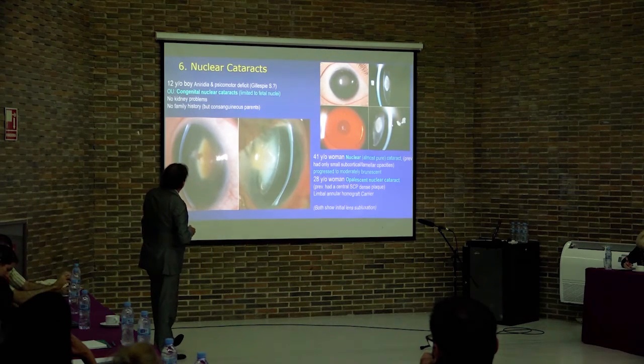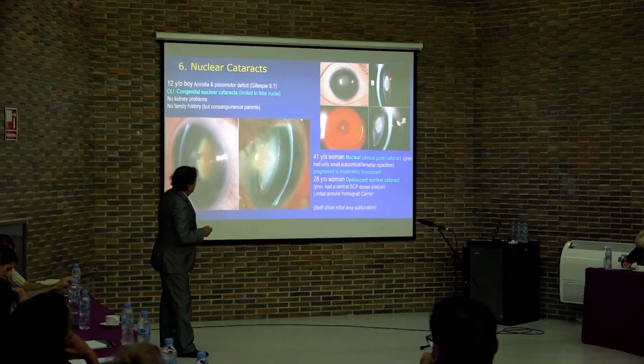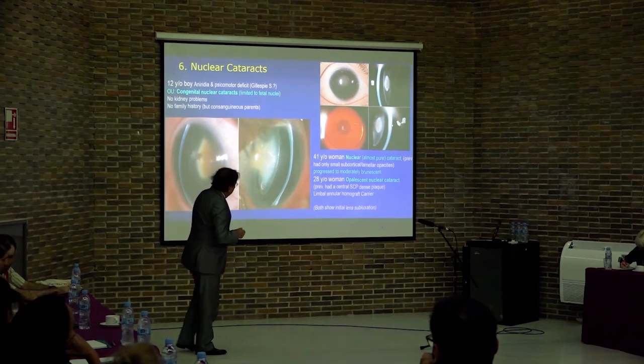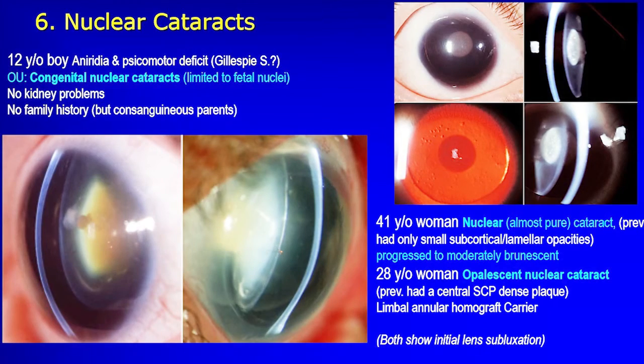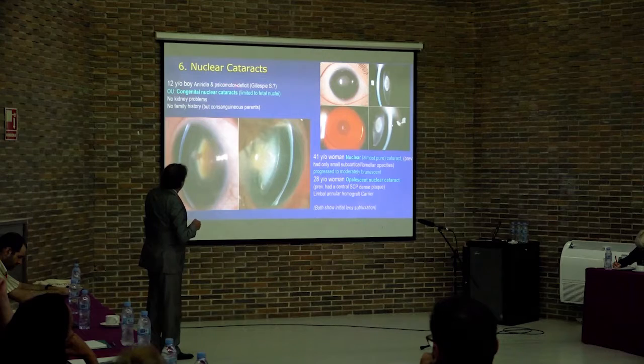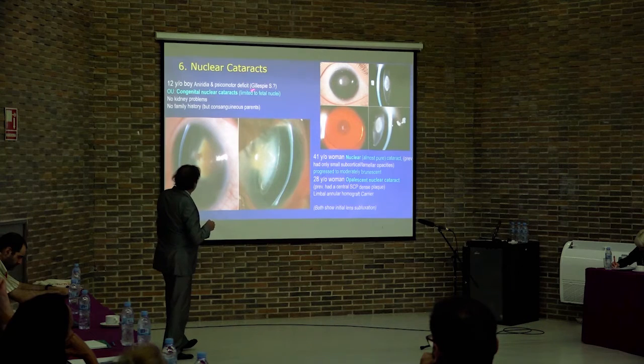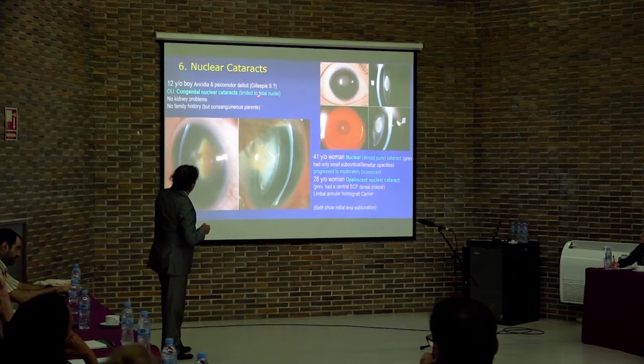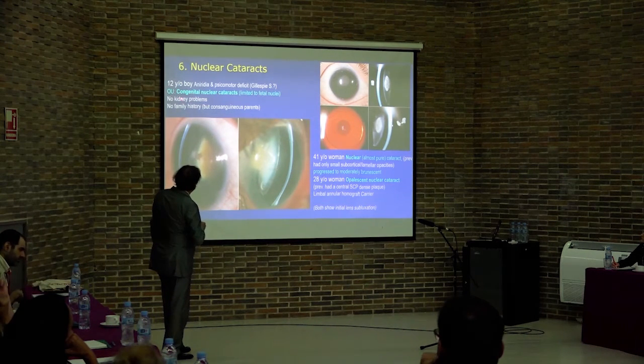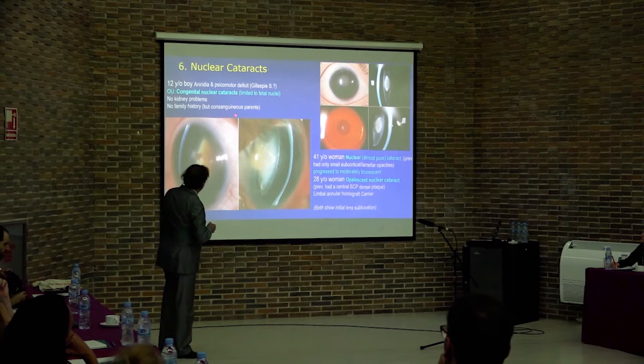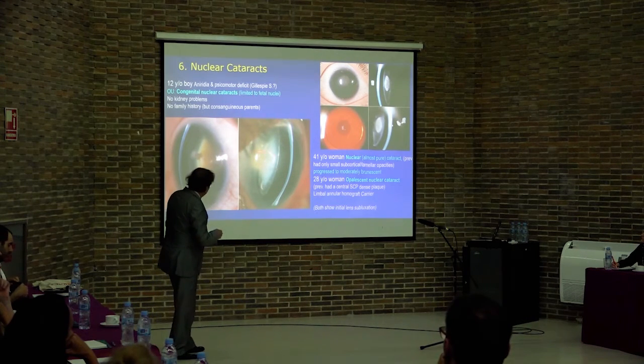Then we have nuclear cataracts. Sometimes you can have cataracts essentially limited to the fetal nucleus. This is a 12-year-old boy. He had also probably some psychomotor deficit, maybe a Gillespie, and she had this nuclear cataract seen since birth, but limited to the nuclei and no family history or kidney problems, although parents were consanguineous.